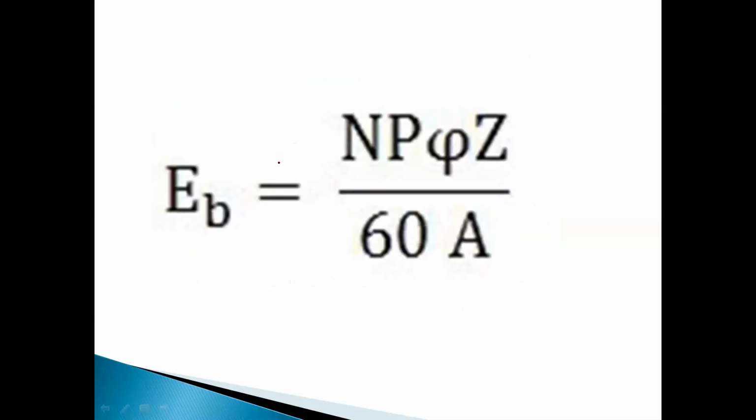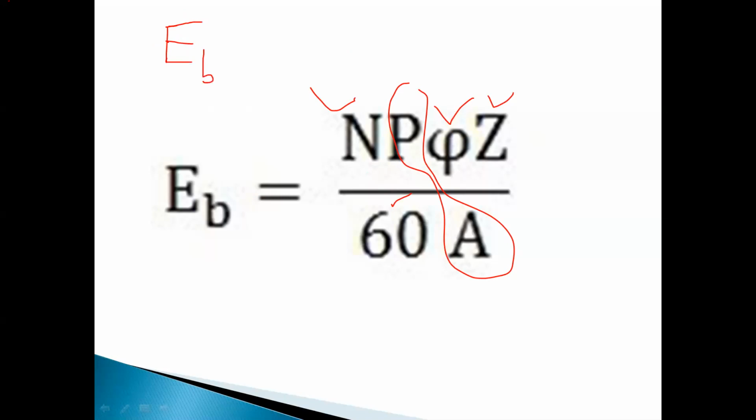We know that back EMF is nothing but the generated EMF in the motor. EB equals phi Z N by 60 into P by A. So this is the back EMF equation, the back EMF or generated EMF in the motor.